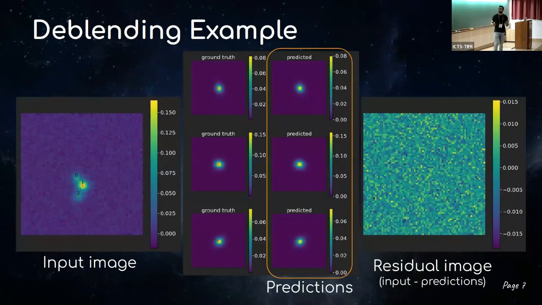And just to show you a working example, here I have just these three galaxies. So these are the ground truth, and these are the predicted ones after I have done the optimization. The images are normalized, so you'll see it's very small values. But after I subtract all these predicted models from my input image, I get the residual, which looks fairly Gaussian. So it seems to be working well.